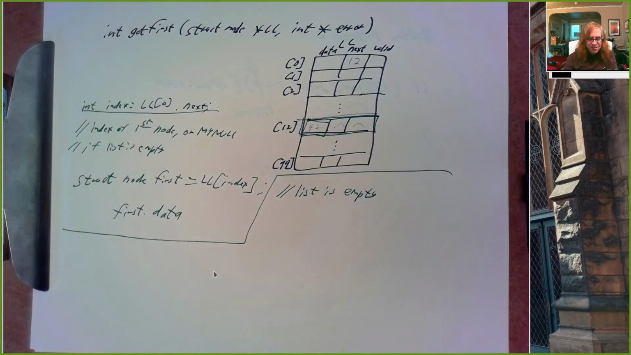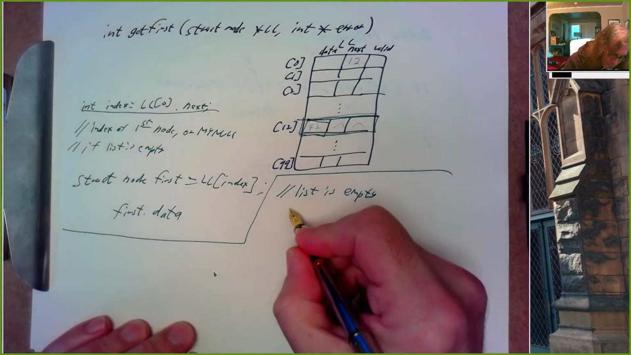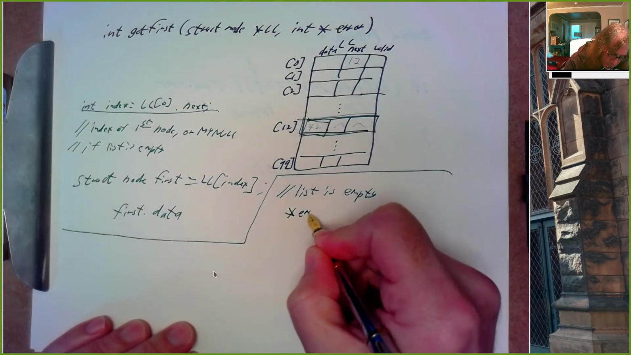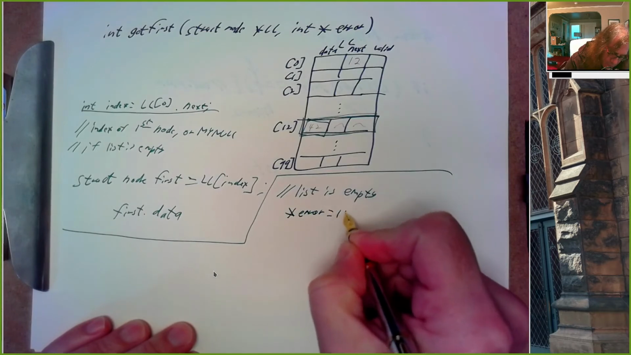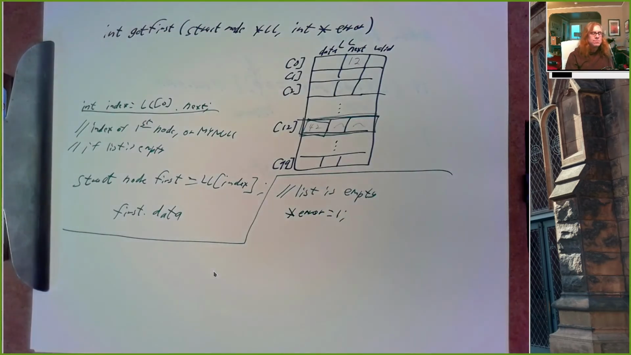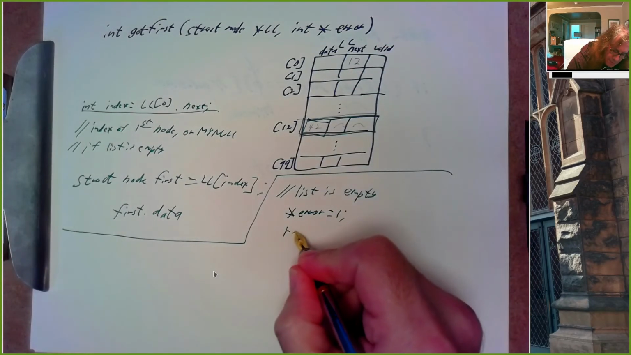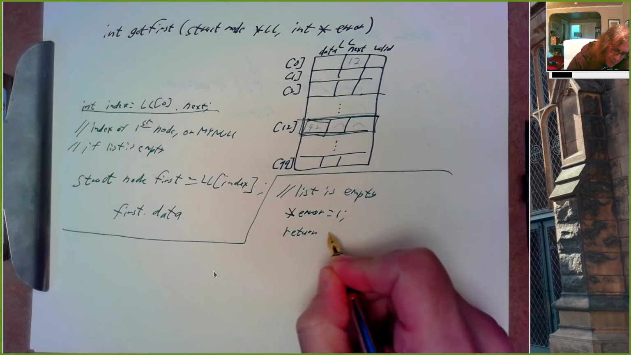And that's two lines of code. Star error equals 1, which says take the thing pointed to by this argument and set it equal to 1, and then return 0.